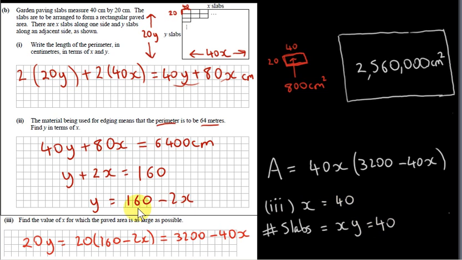Well, we already have Y from a previous question, because remember the perimeter was constrained to be 64 meters or 6,400 centimeters. So we have Y in terms of X. So we multiply 40 by this expression here, 160 minus 2 times X, but X is 40. Calculating this, we get 40 times 80, so again we get 3,200 slabs.